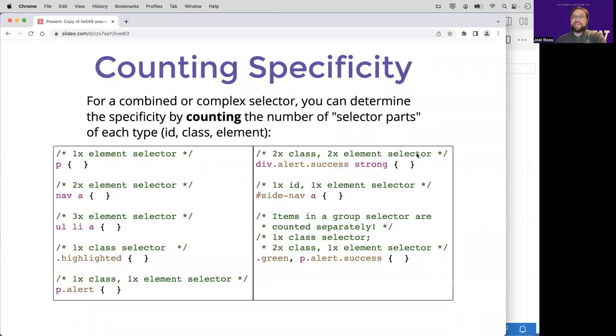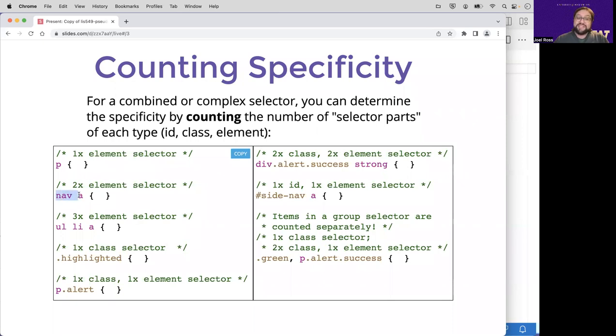So when we're determining the specificity of a selector, and we do it at the selector level, not looking at the element, for combined or more complex selectors, the way that we determine their specificity is by counting the number of selector parts that are used of each type. So how many ID selectors there are, how many class selectors there are, and how many element selectors there are. For example, if I have a selector that's just a paragraph, that has one element selector, so it gets a specificity of 1.